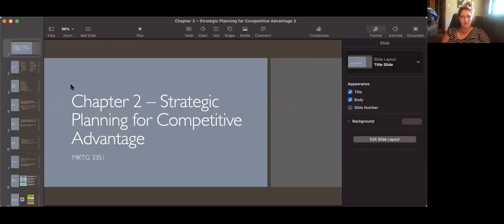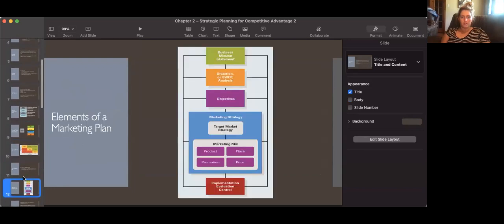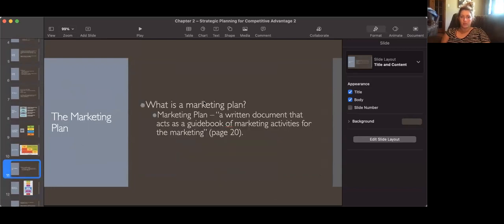Right, so now we are going to look at all the fun stuff that goes into a strategic plan or marketing plan. Those terms will kind of be used interchangeably, but this serves as a guidebook or a written document of all the different activities that a marketing firm or a business would employ to market a product or market a service.